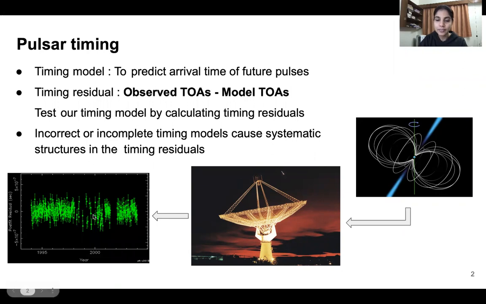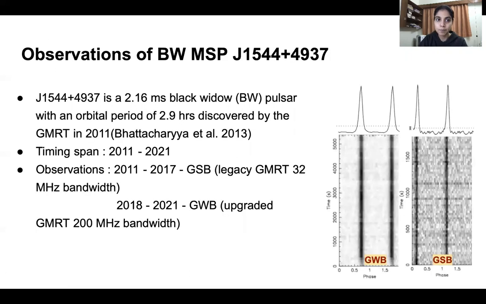we compare these measurements with the theoretical prediction in order to derive various properties of the pulsar. So we have a timing model, which is nothing but a parameter file to predict the arrival time of the future pulses. And using this model, we find out timing residuals, which is the measured time of arrival minus what is predicted by the model. So a good timing model would leave timing residuals clustered around zero with only white noise remaining.